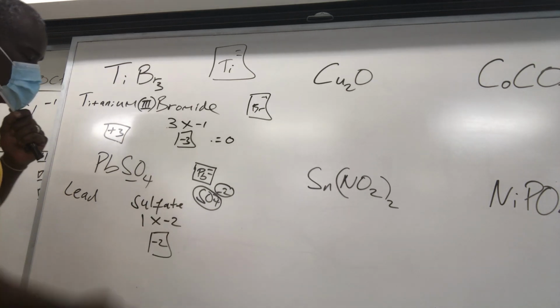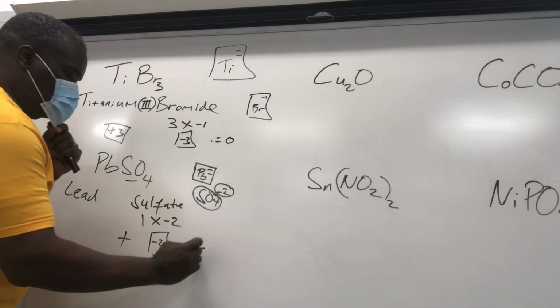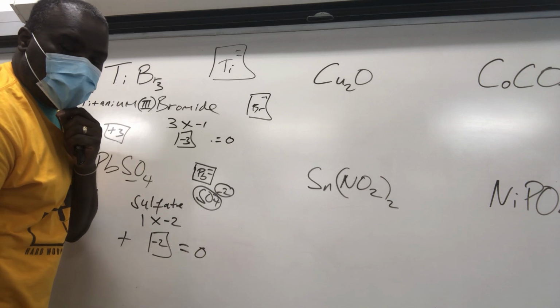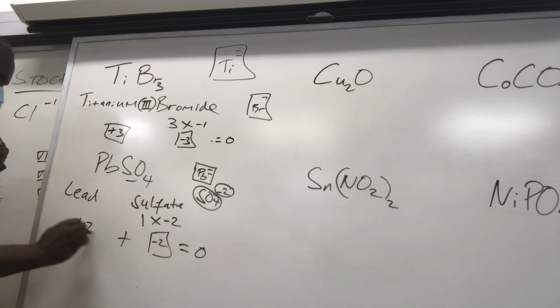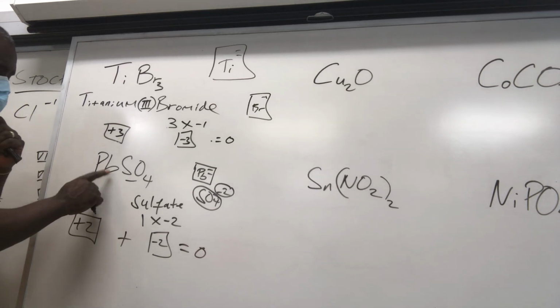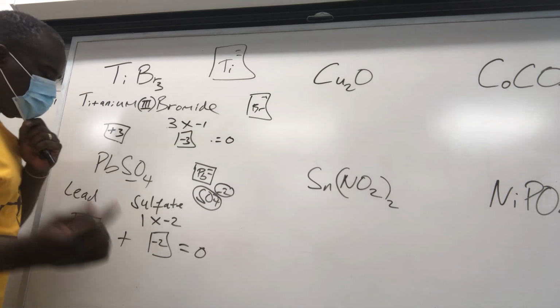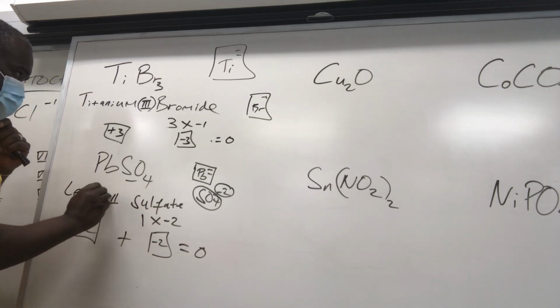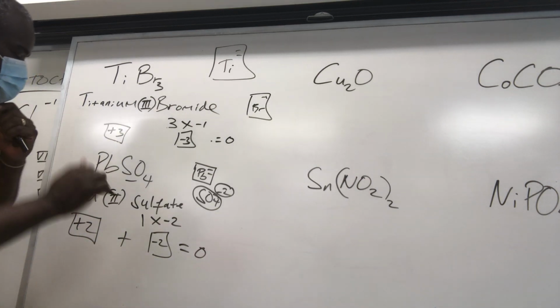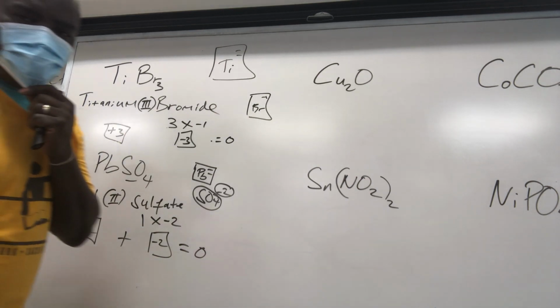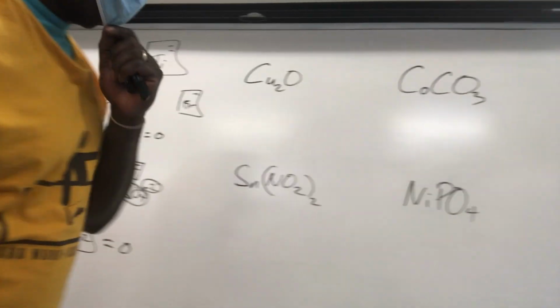Take a breath. What plus -2 gives you 0? Simple question, no calculators. +2. Now this +2 right here is for this one lead. We're good to go. We just put a 2 right there, Roman numeral 2 representing the positive 2. The answer is lead(II) sulfate. You're good to go, you move on. Let's do the next one.